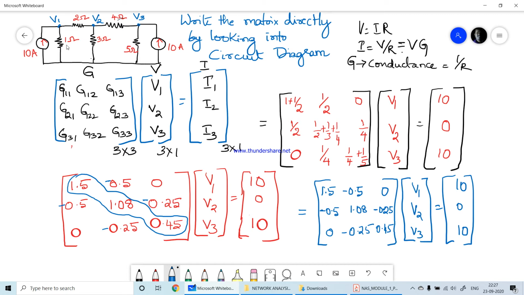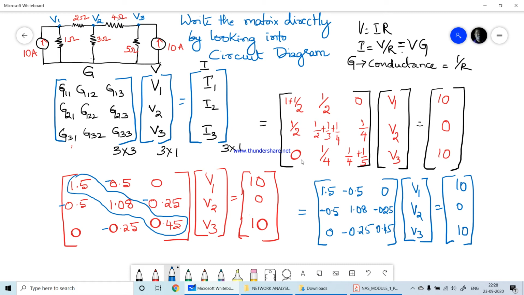Therefore, G11 is nothing but the conductance connected only to node 1. So for conductance, I take the reciprocal of the resistance and add it. That is 1 plus 1 over 2, because 1 and 2 ohms are connected to node 1. Similarly, between nodes 1 and 2, we have 2 ohms. Therefore, it becomes 1 over 2, which is conductance. From 1 to 3, no common resistance, therefore it is 0. Between 2 and 1, again it is 2 ohms, so it becomes 1 over 2. Now for node 2, you see 2 ohms, 4 ohms, and 3 ohms are connected. Therefore it is 1 over 2 plus 1 over 3 plus 1 over 4. And between node 2 and node 3 we have 4 ohms, therefore 1 over 4.